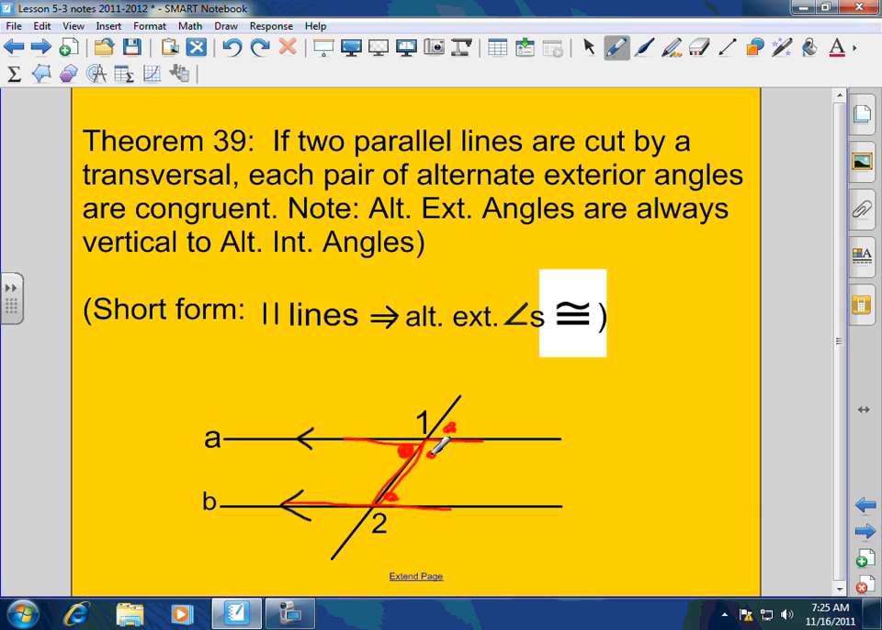This is an alternate interior, and this is an alternate interior. So isn't this guy congruent to angle 1? And isn't this guy congruent to angle 2? Okay? So exterior angles are always congruent to interior angles because they're vertical. All right? So it's good to know.